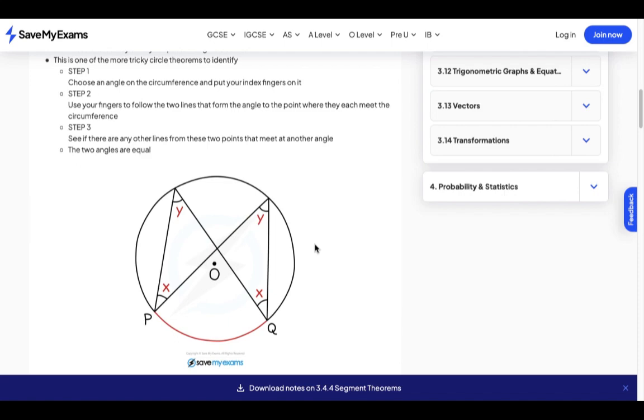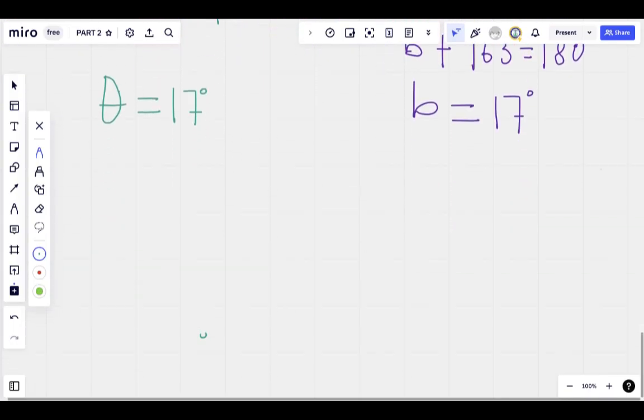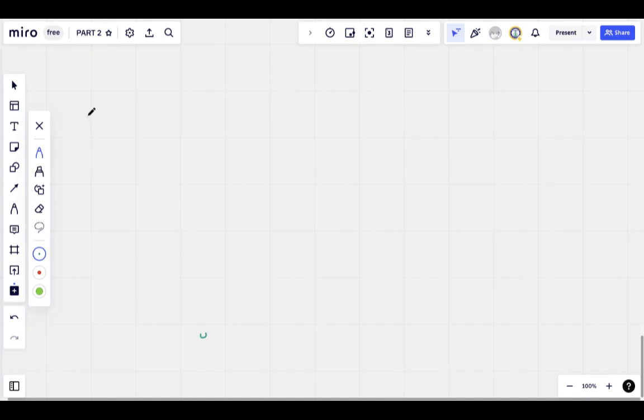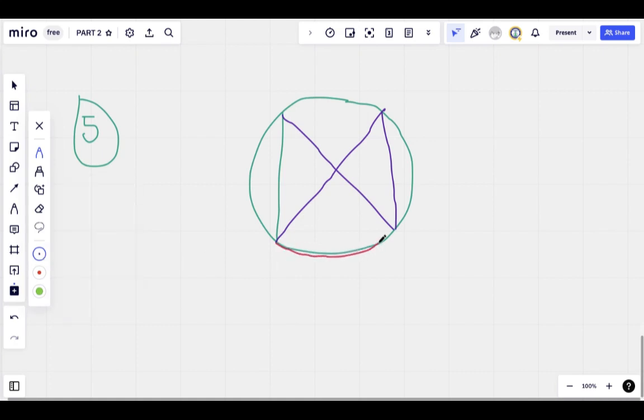Do you want me to draw? Let me draw this one and illustrate. Okay? Maybe that one will give a better clarity. Question number 5 or something. Are we together? This is an arc, right? If I want a segment, I will just draw a chord.